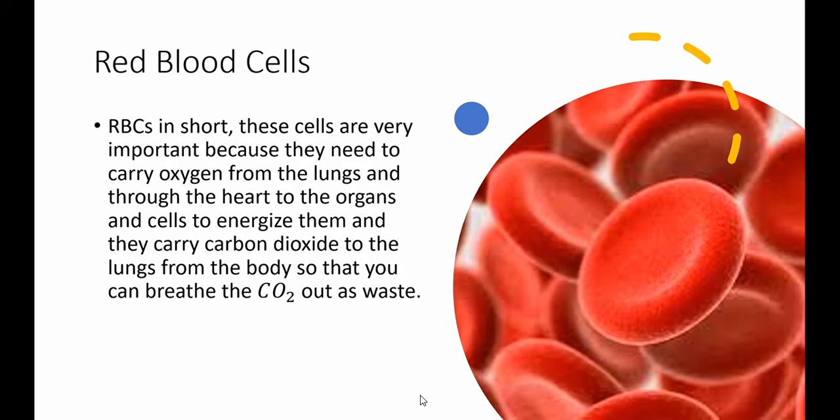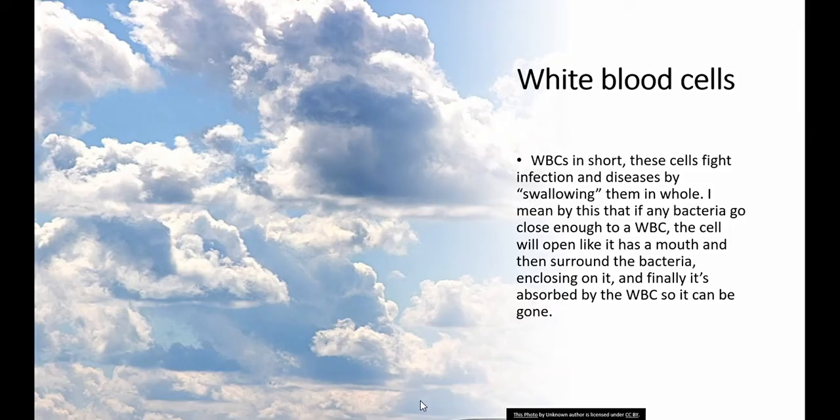Now, next, white blood cells. WBCs in short, these cells fight infection and diseases by swallowing them whole. I mean by this that if any bacteria go close enough to the WBC, the cell will open like it has a mouth and then surround the bacteria, enclosing on it, and finally it's absorbed by the WBC so it can be gone.